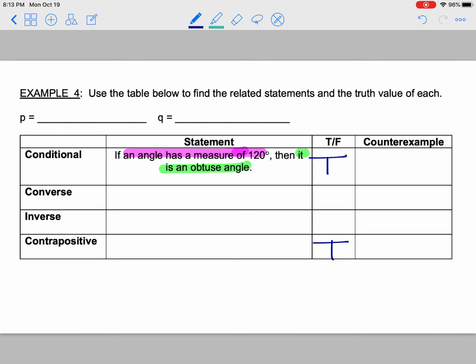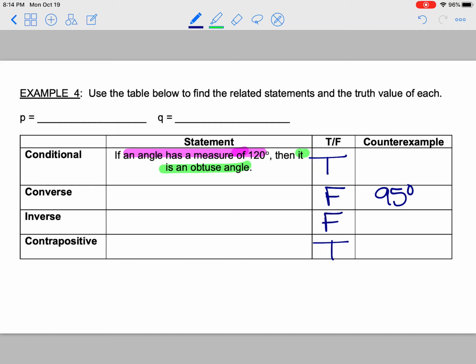So let's look at the converse. If we switch it, if it's an obtuse angle, then it has a measure of 120 degrees. Well, if you make that statement, you're saying the only measurement an obtuse angle could have is 120 degrees. And that's not true because you could have anything from 91 to 179. So we would say false, and to be very specific for our counterexample, anything in that range. So we could say something like 95 degrees, 105 degrees, 170 degrees, any of those would work as a counterexample.